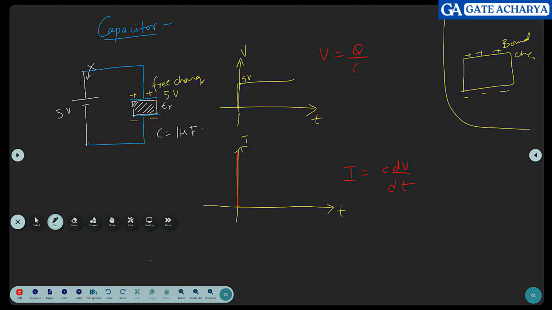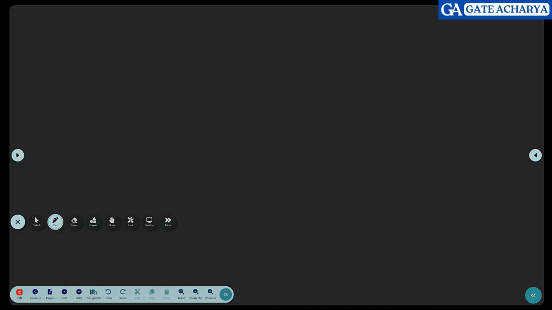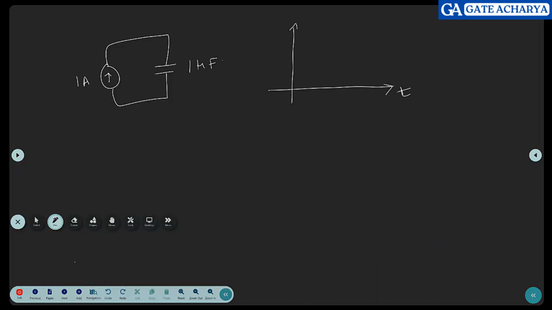Now, if you connect a current source, what will happen? Next, when you connect a current source, what will happen? A constant current source, let us say 1 amp, is connected to a capacitor which is 1 microfarad. Tell me what is the voltage graph? This is time, and this is V.